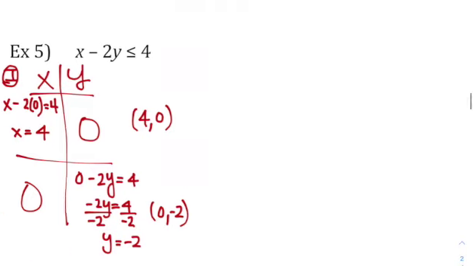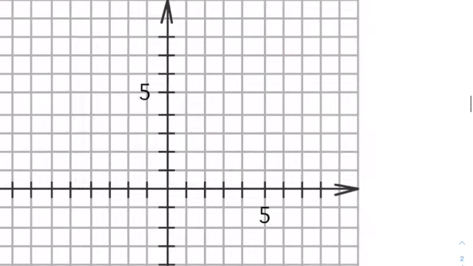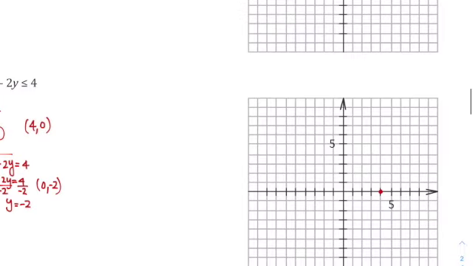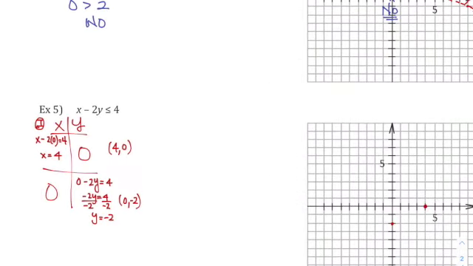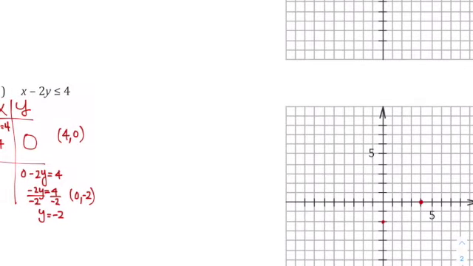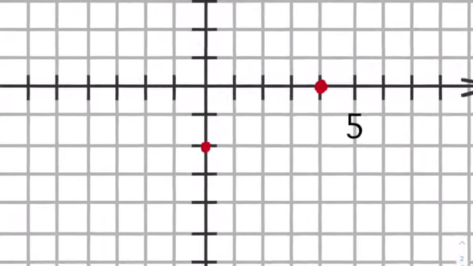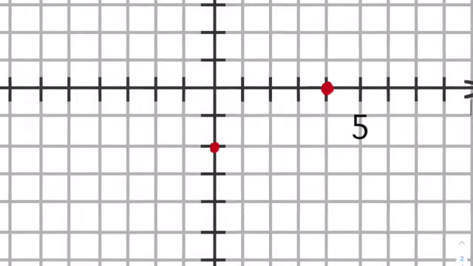So let's graph that. You have 4, 0, which is on the x-axis, right here. And then the next point you have is 0, negative 2, which is on the y-axis. Then what we're going to do is decide, is it greater than or equal to? Oh, look, it has an equal sign. So therefore, I have to draw a solid line. When you draw a line, it should look like this.